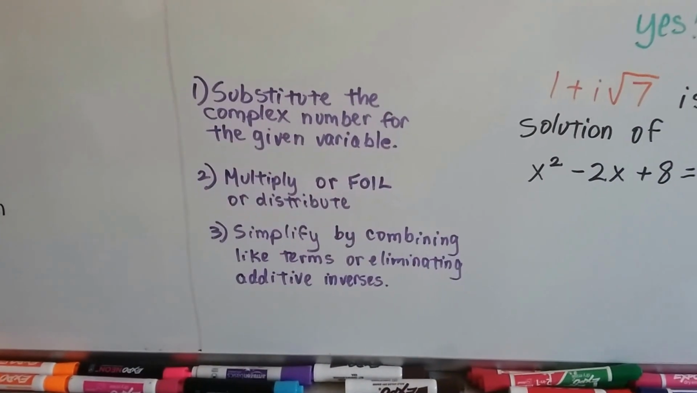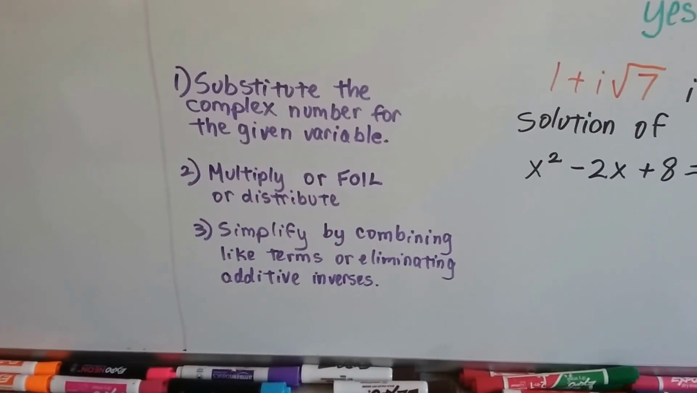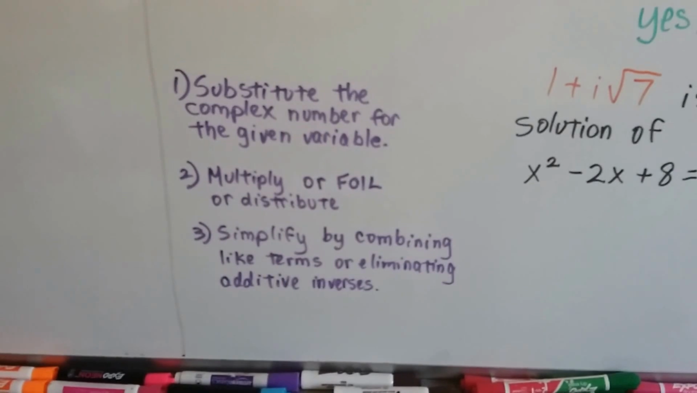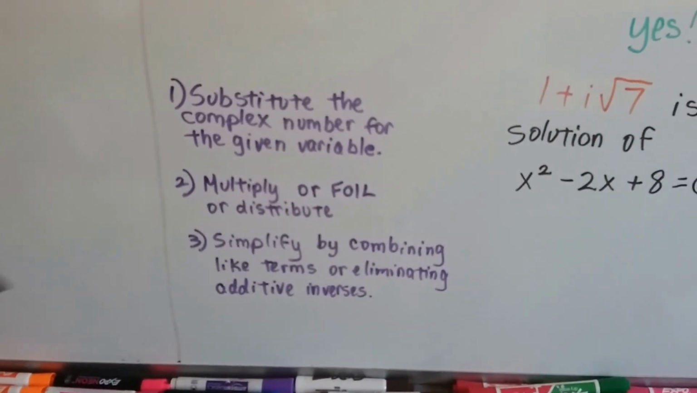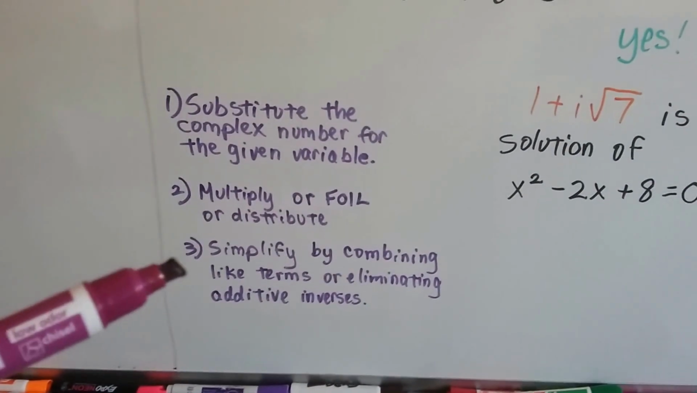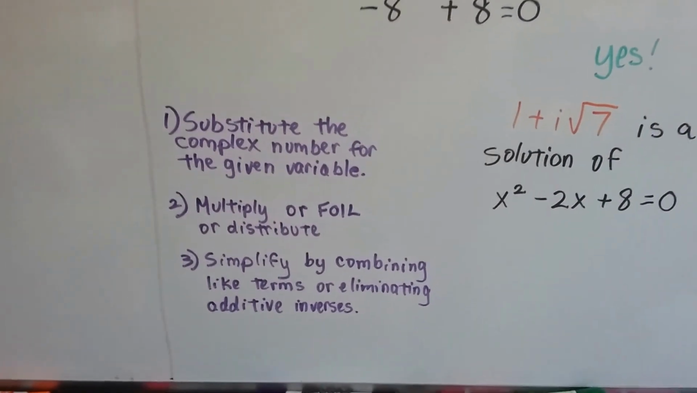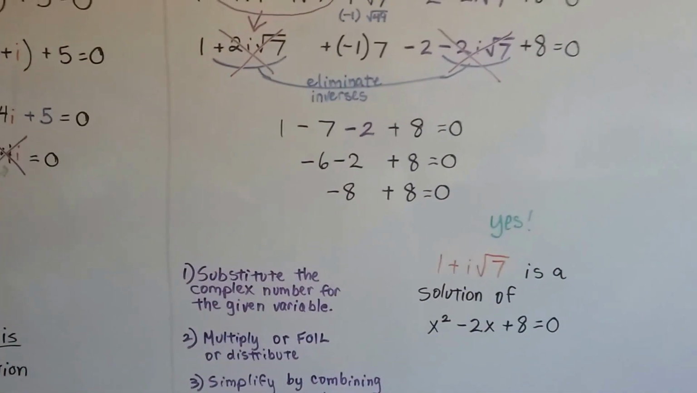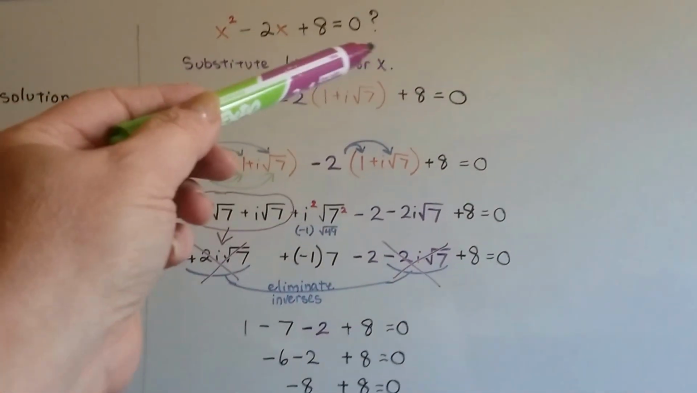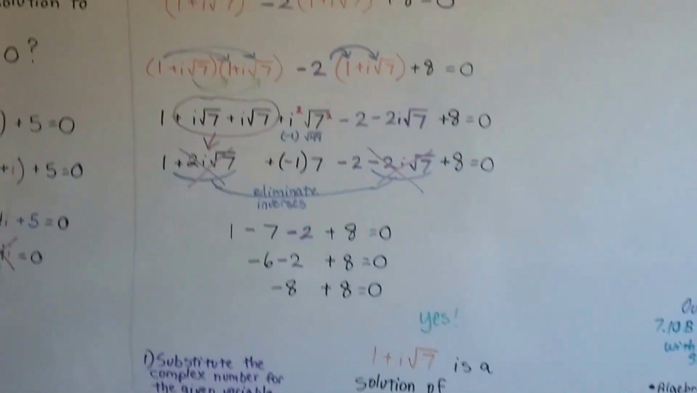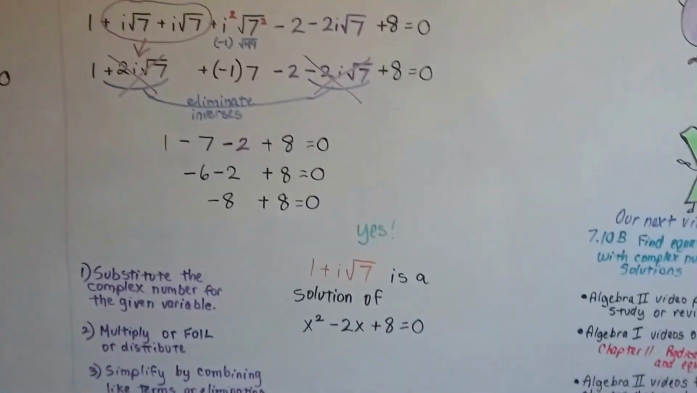What we did was we substituted the complex number for the given variable. We multiplied or FOILed and distributed like we were supposed to. And we simplified by combining the like terms or eliminating those additive inverses. And if it equals 0, like the polynomial equals 0, then we know that yes, it is a solution.